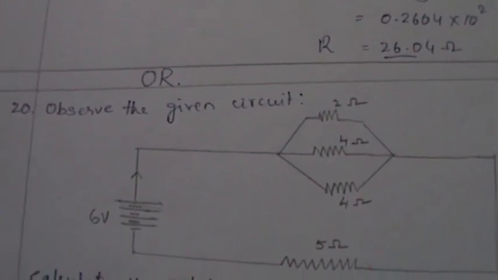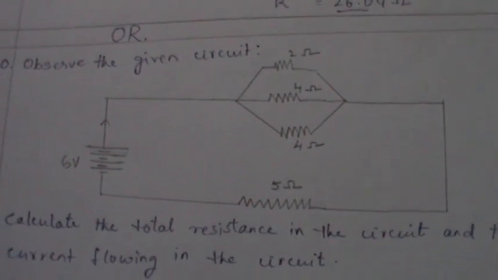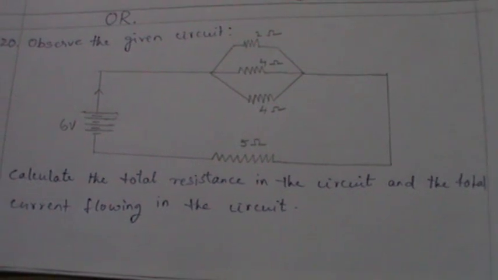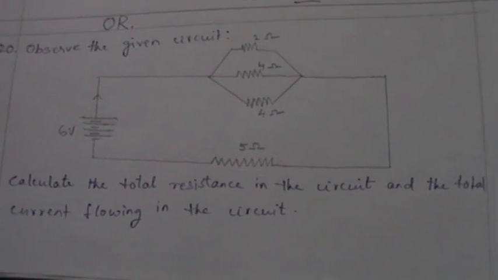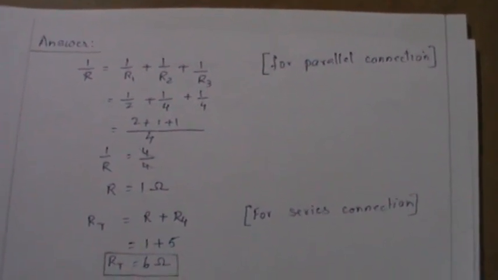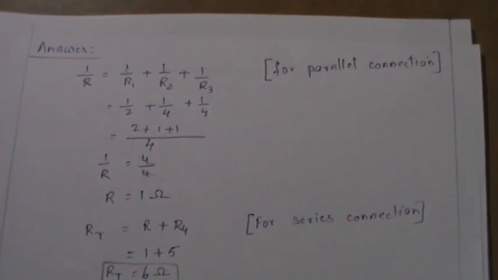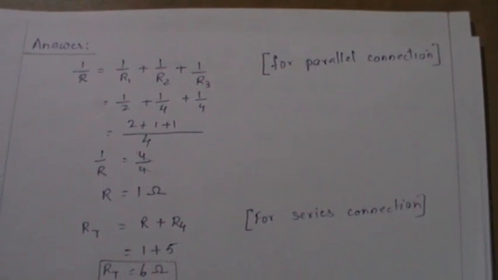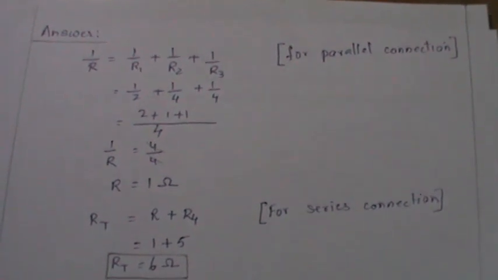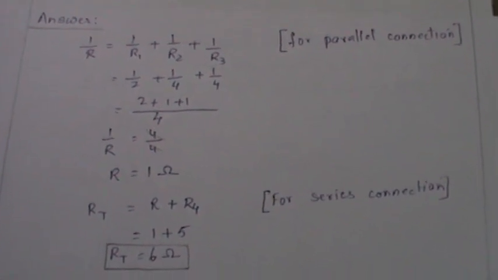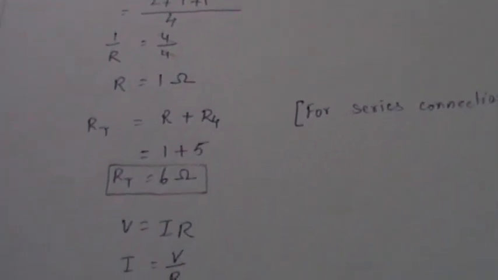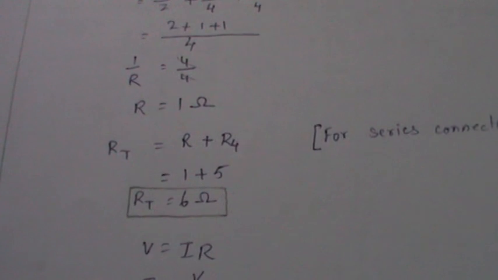Question number 20. Observe the given circuit. Calculate the total resistance in the circuit and the total current flowing in the circuit. Answer. Since the three resistances are connected in parallel, we have 1/R = 1/R1 + 1/R2 + 1/R3. Substituting the values of the resistances 2, 4 and 4, we get R is equal to 1 ohm.